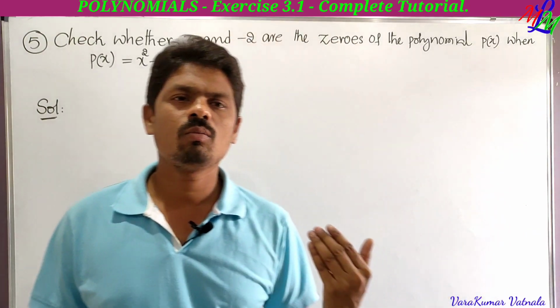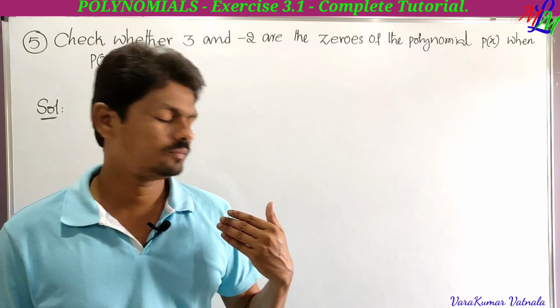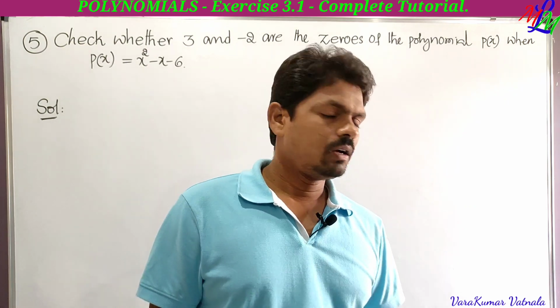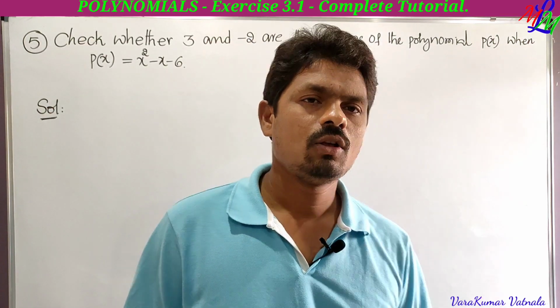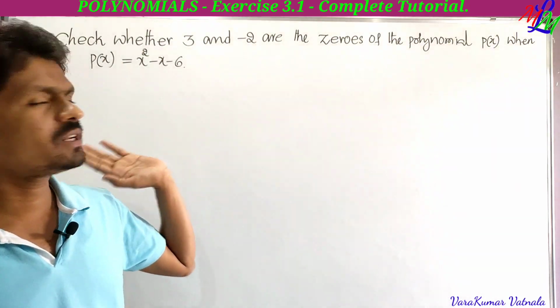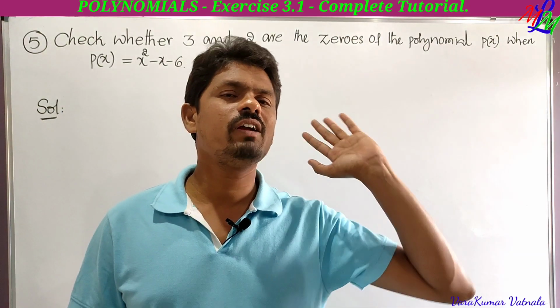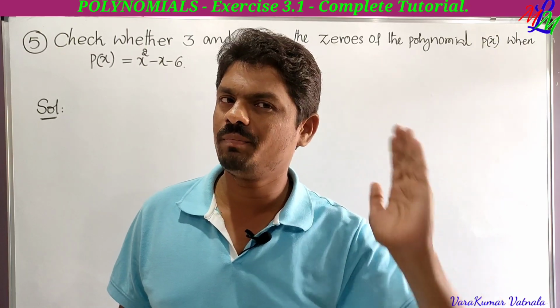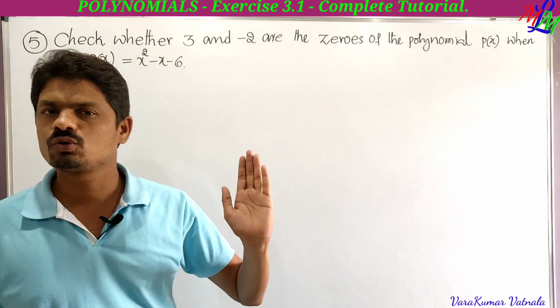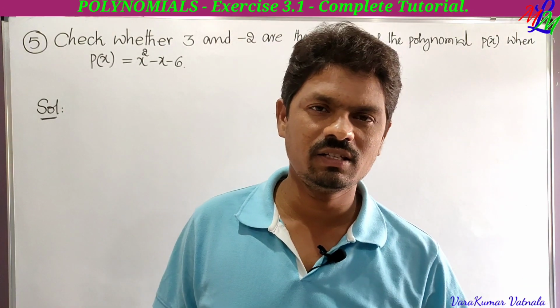See here, this is the same as the fourth problem. Just he has given two numbers. He is asking us to find whether the given two numbers are the zeros of the polynomial p of x is equal to x square minus x minus 6.